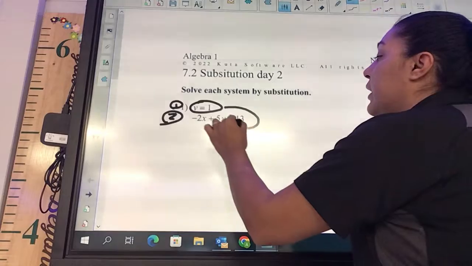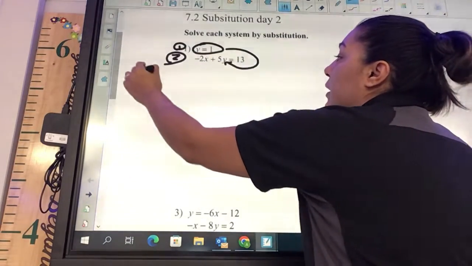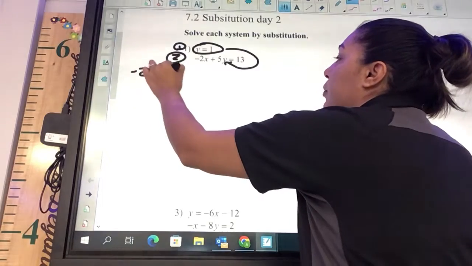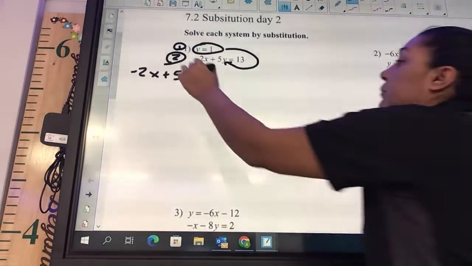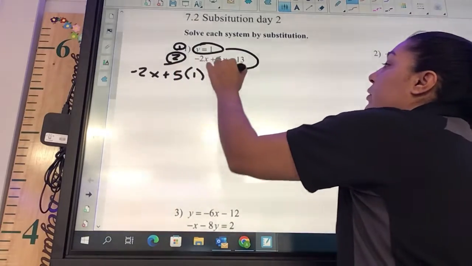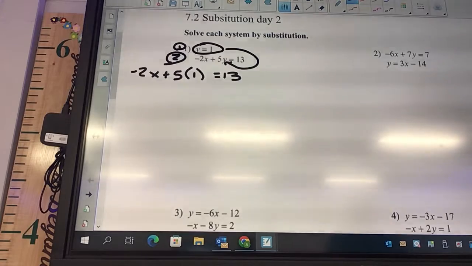Okay, so we're going to plug it into this one where it says y. So it's going to look like negative 2x plus 5. What is my y? 1. Equals 13. Okay, what's our next step?